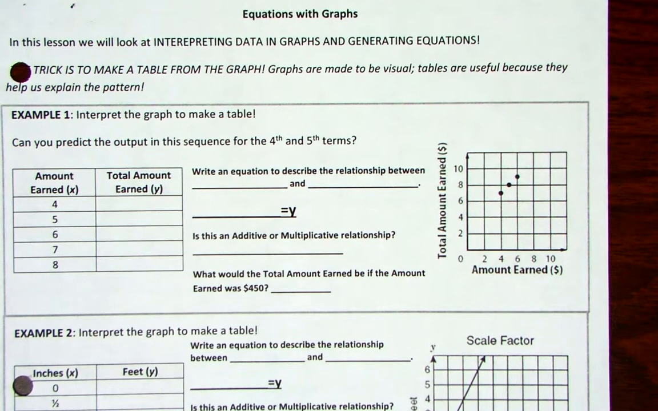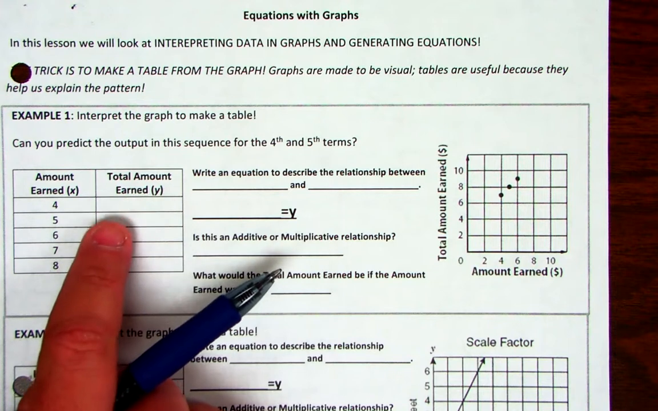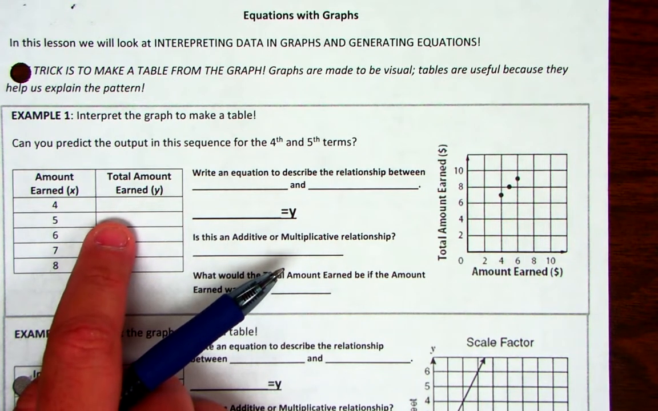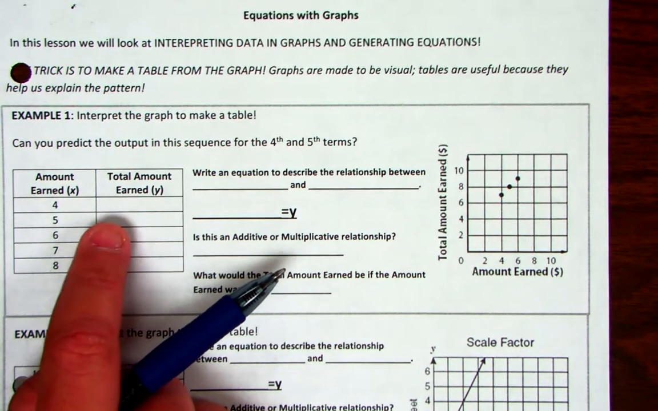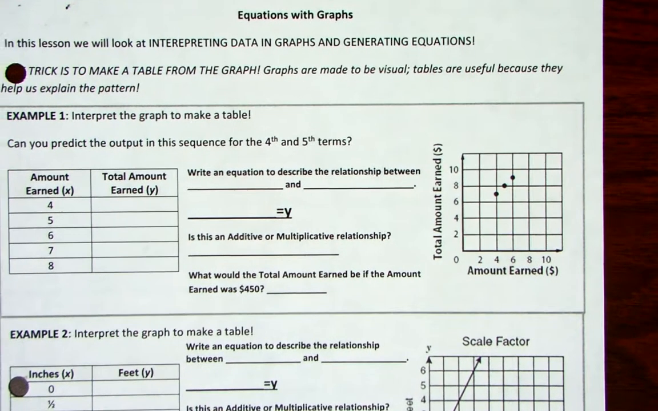Alright, guys. I just got done creating a video of writing equations from tables. Now, this next video is writing equations from graphs. So, in this lesson, we will look at interpreting data in graphs and generating equations. The trick is to make a table from the graph. So pretty much we're taking a graph and we're going to create a table, and then guess what? You're going to create the equation from the table just like we did in the last video. Yay! So we're just adding one extra step.